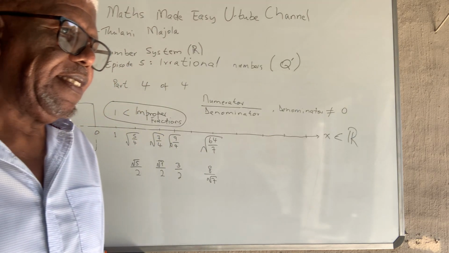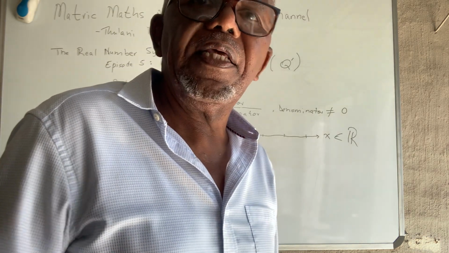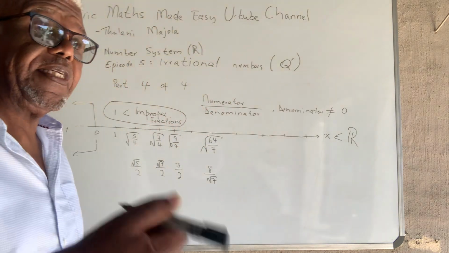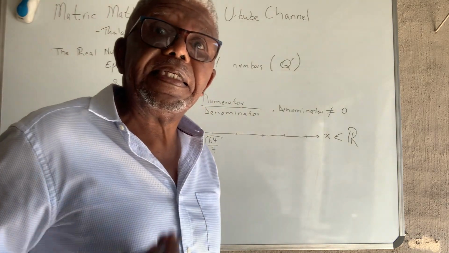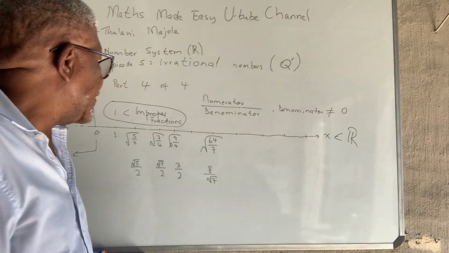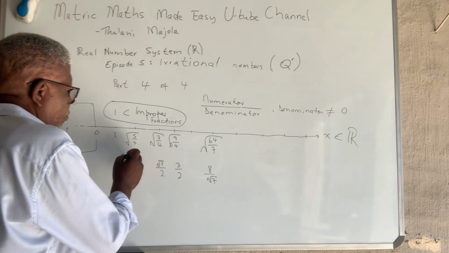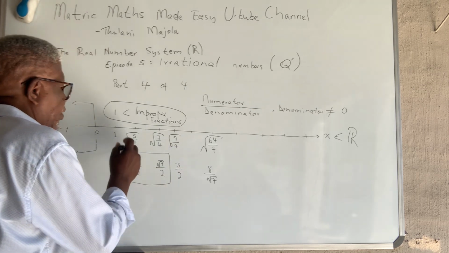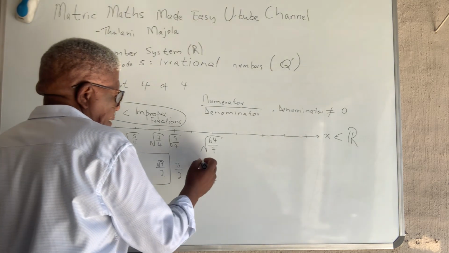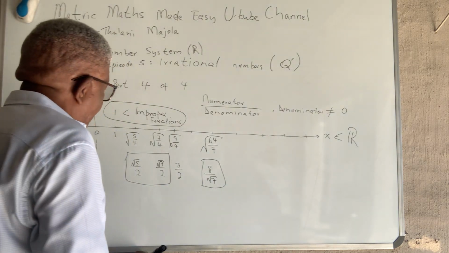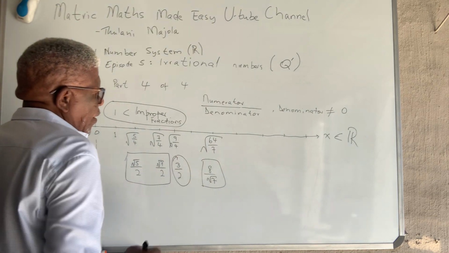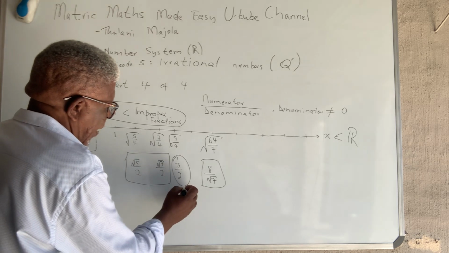In as much as I said the improper fractions are the fractions which are greater than 1, I was talking about fractions, and the definition of a fraction is integer over integer. So if it's not an integer over integer, that one is not a fraction. So these two, the square root of 5 over 2 and the square root of 7 over 2, are not fractions. And the square root of 8 over 7 is not a fraction. But the square root of 9 over 4, that is 3 over 2, this one is a fraction.